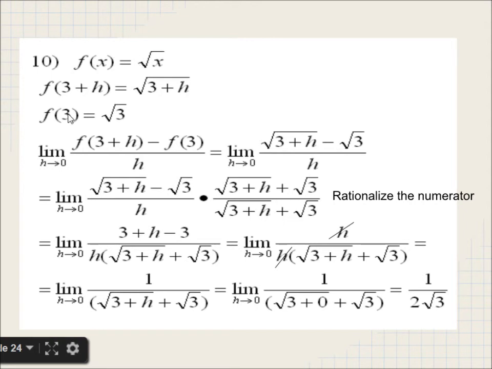Similarly, for the next example, you have to calculate the value of the square root of 3 plus h minus the square root of 3, divided by h. So you calculate the function separately, then put the values, then calculate the limit, and finally you get this value. You can do it on your own. You just need to substitute and then calculate the limit value.